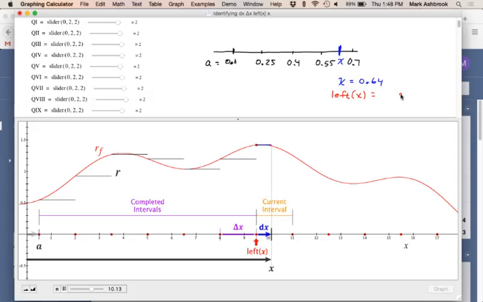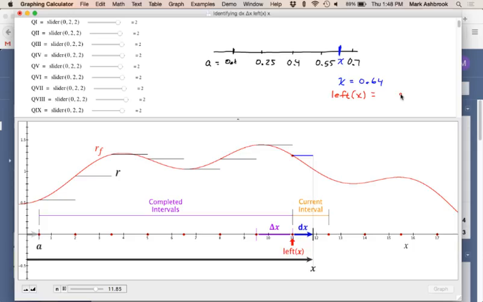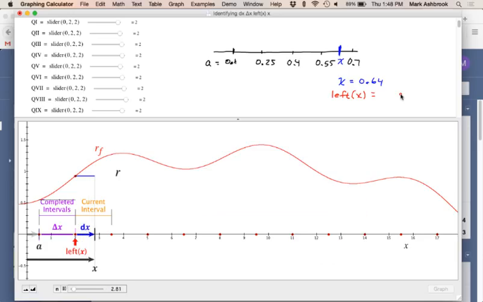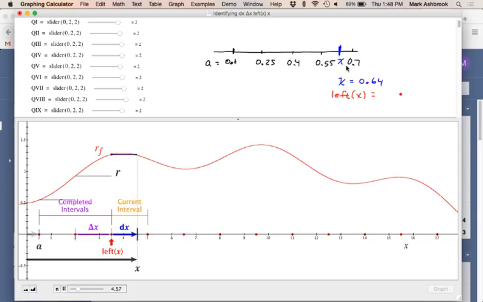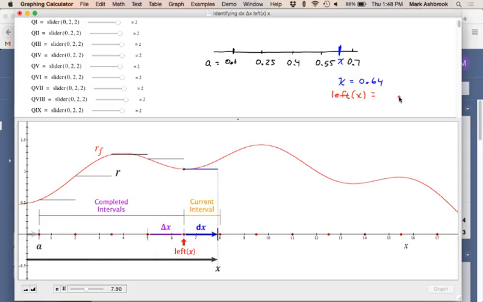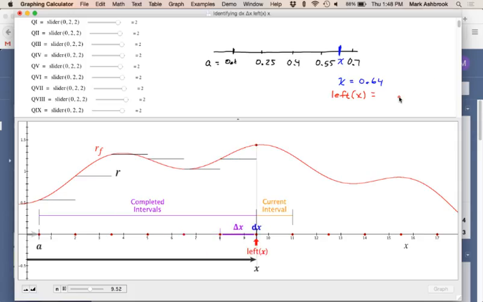Okay, let's just look at this example. We really got to get this straight. Here's an example up at the top. I started my A at 0.1, and my delta x is 0.15. The current value of x is 0.64. What is left x, first of all? You should be thinking it's 0.55.